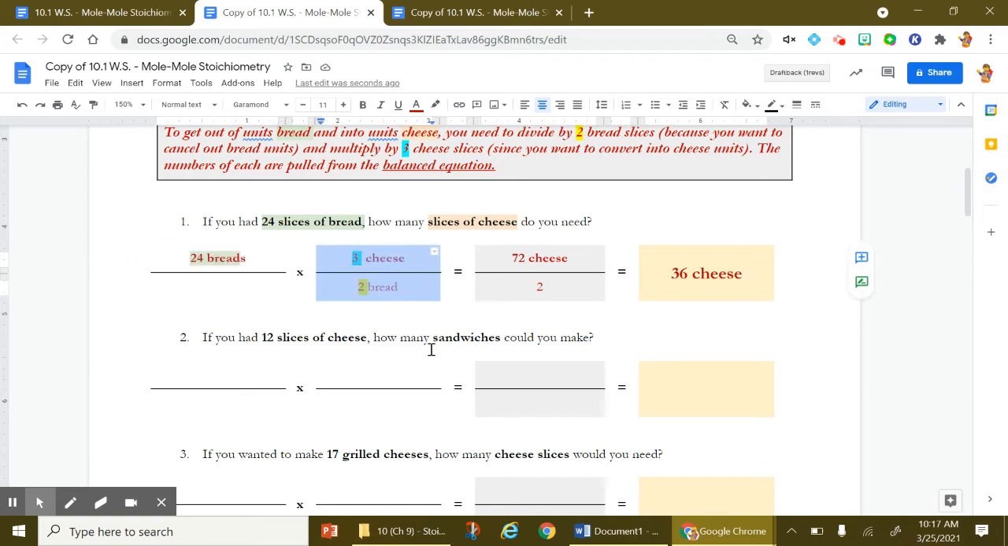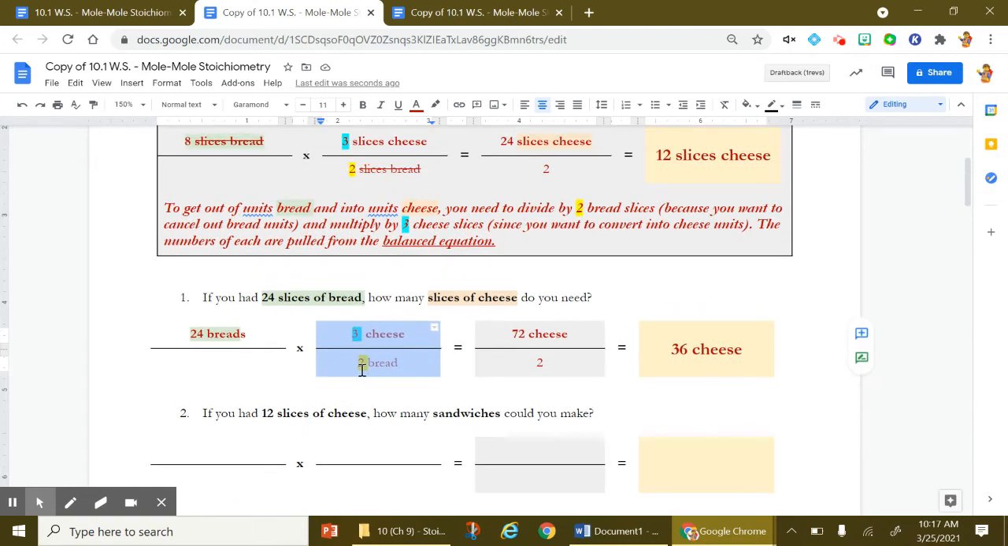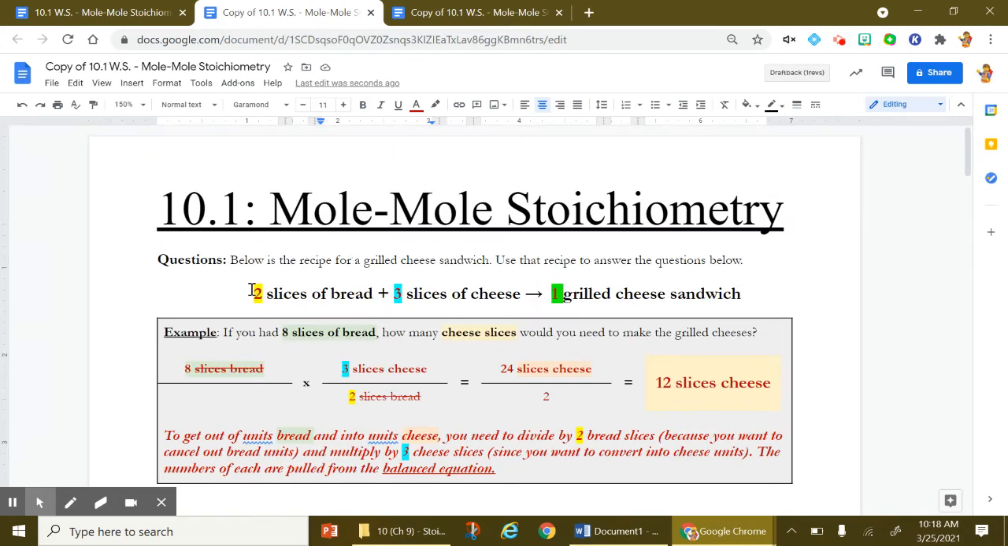Because I guarantee that if we did not work this out with 3 on top and 2 on the bottom by following the units, guaranteed some people would multiply by 2/3 instead. Okay? But that's not what we're trying to do here. We are trying to get out of bread, so 2 bread on the bottom, and into cheese, 3 cheese on top. These numbers come from the balanced chemical equation.